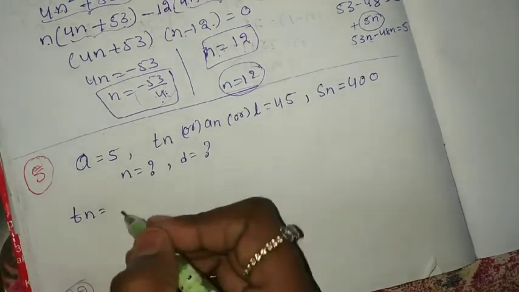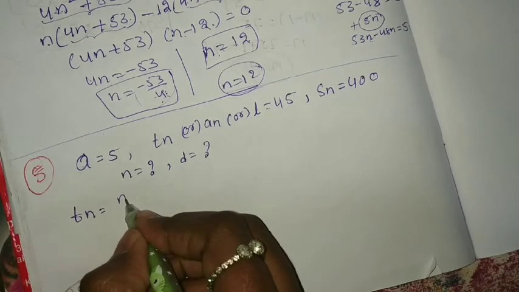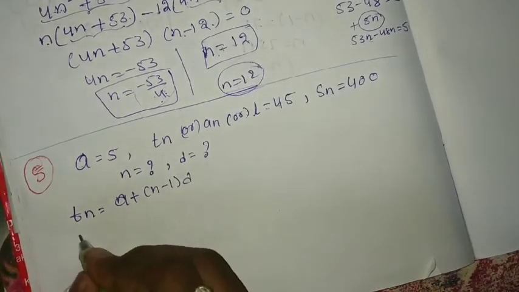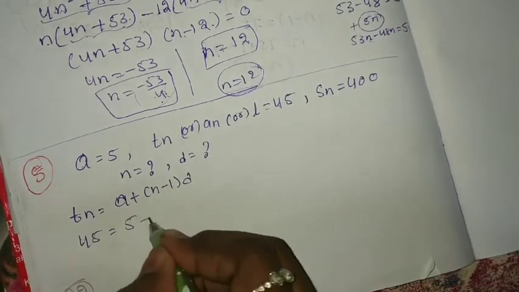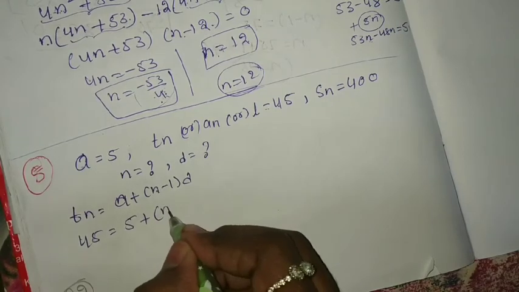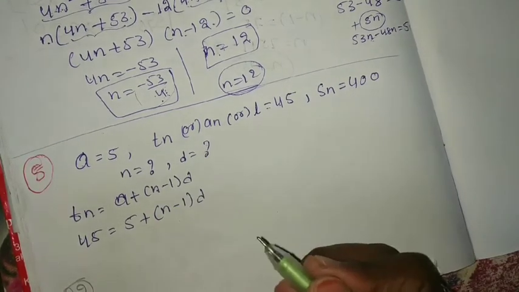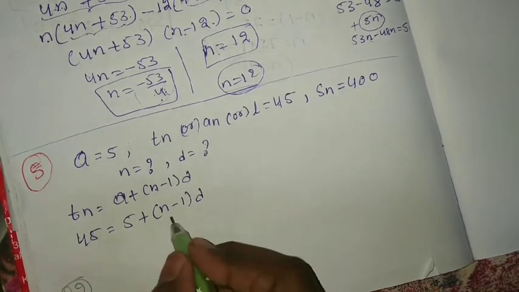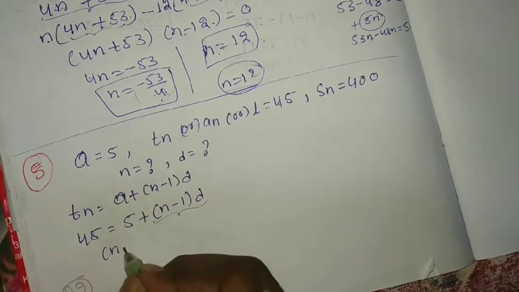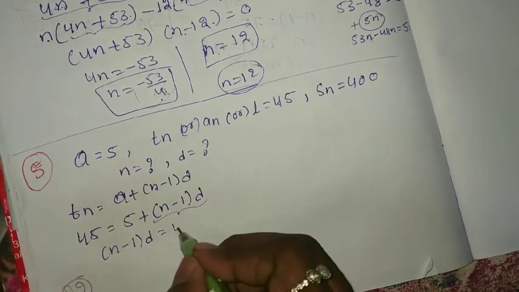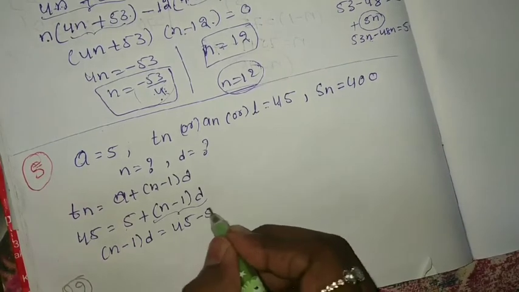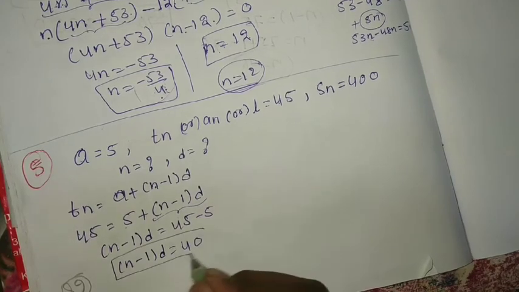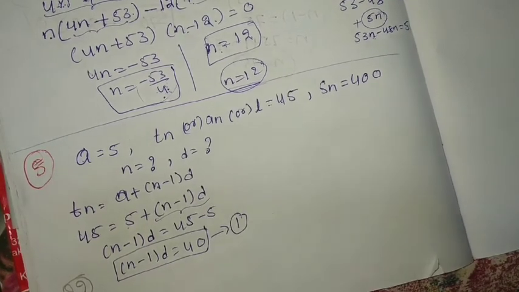Tell me, what is the formula of the nth term? That is a plus n minus 1 into d. What is Tn? Tn is 45, a is 5, and n we need to find. So write down n minus 1 into d; d also we need to find. Next step, let's take n minus 1 into d is equal to 45 plus 5, which becomes minus 5. So n minus 1 into d is equal to 40. Take this as equation number 1.